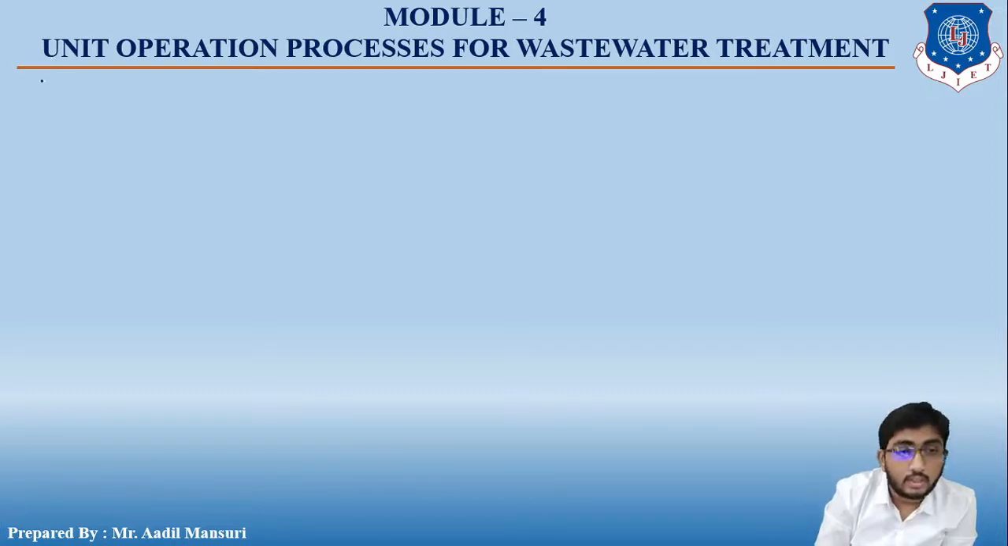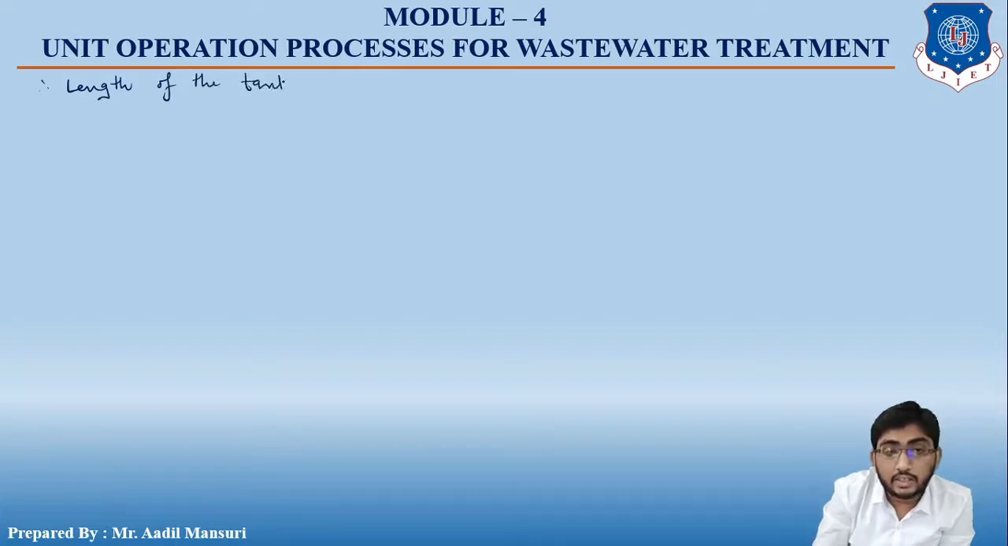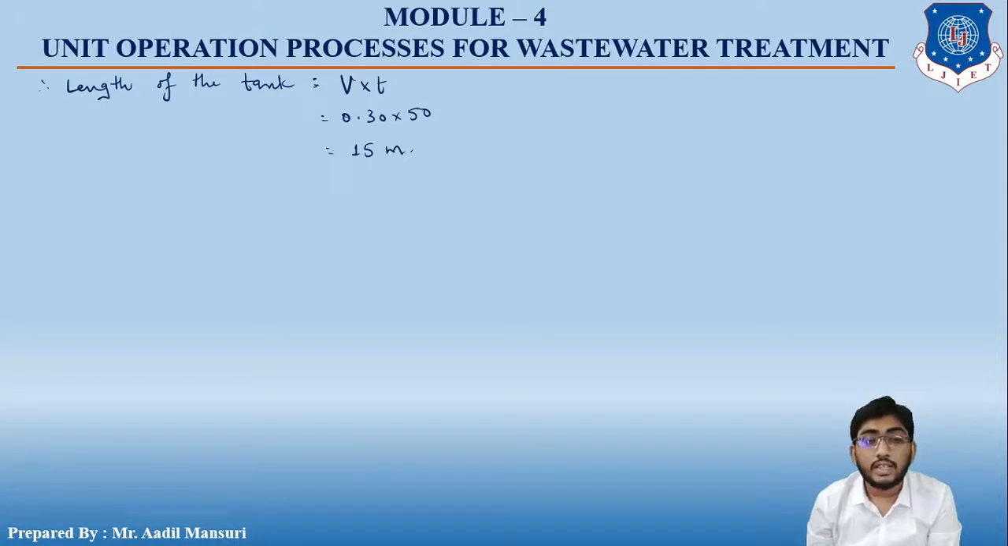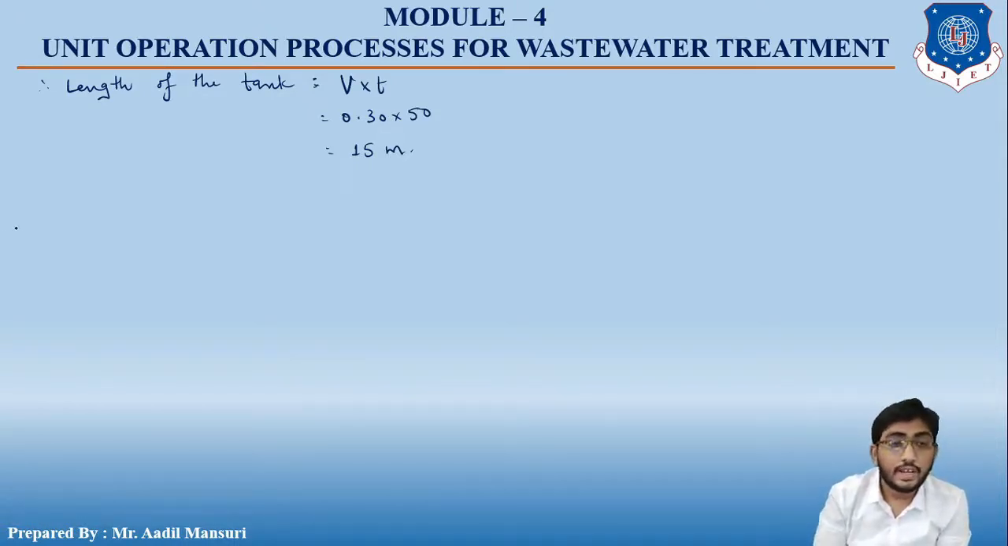Okay, so next is to find out the length of the tank, right? So therefore length of the tank will be equals to V into T, right? So what is the horizontal flow velocity? 0.30. What is the time? 50 seconds. So this will be equals to 15 meters. So we got the length of the tank as 15 meter. Clear?